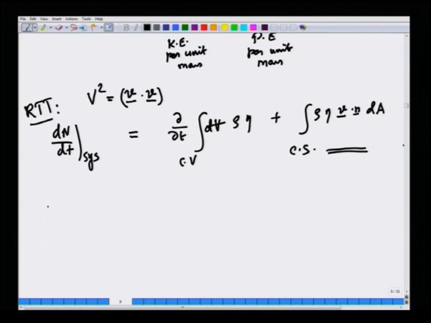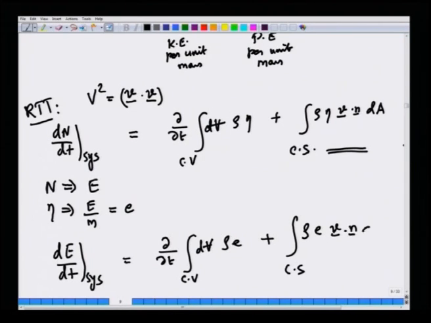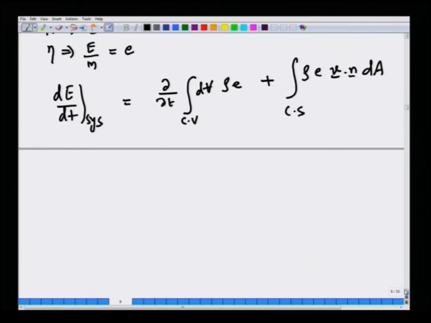So, now we are going to say N is nothing but capital E, and eta is E by mass, which is small e. So, the rate of change of energy of the system, as written in terms of the variables relevant to a control volume, is d/dt of the integral of rho e dV, which is the local rate of change present in the control volume, plus the flux term, integral of rho e (V dot n) dA. This is something that we have seen frequently before for mass conservation and momentum balance. So, it is the same here.